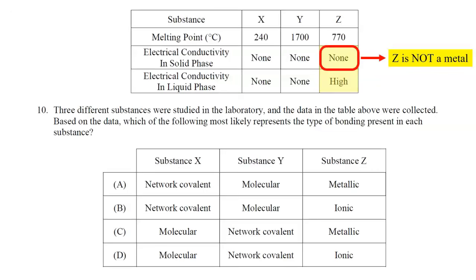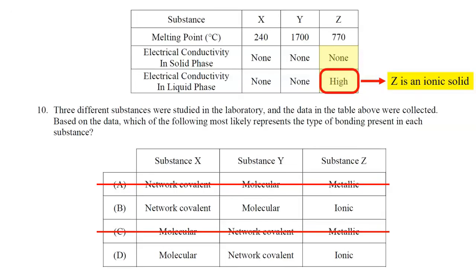So now take a look at substance Z. Because it is not a conductor of electricity in the solid phase, that means that substance Z is not a metal. Let's go ahead and eliminate choices A and C because we know that substance Z is not metallic. Instead, substance Z is an ionic solid because it is able to conduct electricity in the liquid phase or when it's melted. Now the next thing I'm going to focus on is the difference in melting point for substances X and Y. So we have to decide how that difference in the melting point helps us classify one of them as either molecular or network covalent.